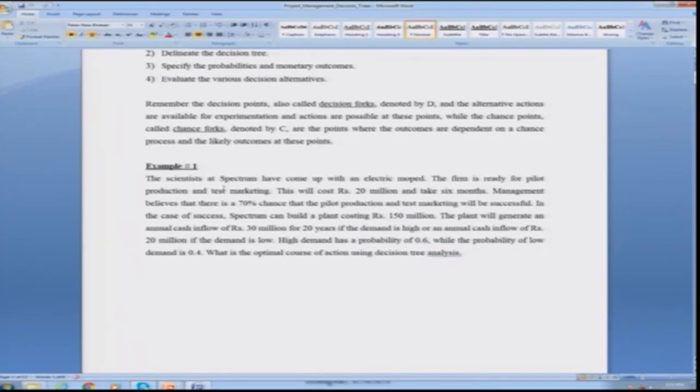If the demand is high, an annual cash flow of 30 million, and 20 million when the demand is low. So there are two such occurrences. It can be very high, medium and low also. In that case, there would be three such occurrences, but in this example, we take two. High demand has a probability of 0.6, low demand has a probability of 0.4. So if there are three different types of demand probabilities, remember the sum should always be 1.